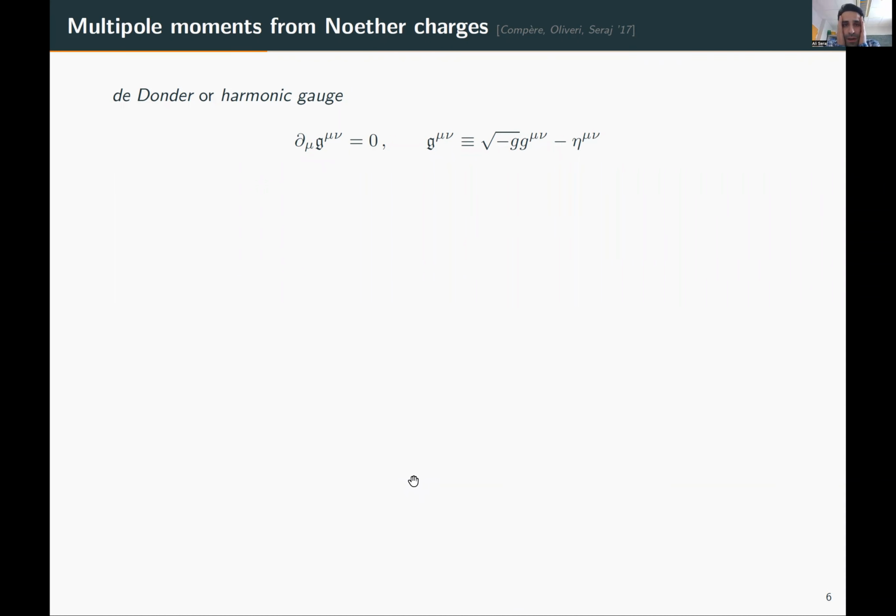Now, the way that we found gravitational multipole moments in this paper was to derive them from some Noether charges associated to some multipole symmetries. So the way that it works is that you again go to the harmonic gauge, which is given by this, where this ugly G mu nu is called the Gothic metric perturbation. And then again, residual diffeomorphisms are solutions to the wave equation.